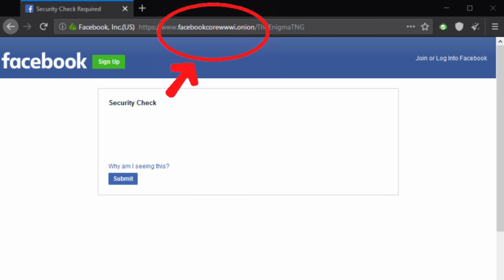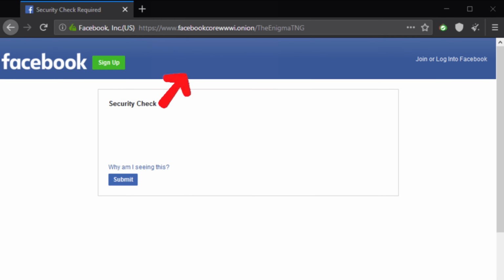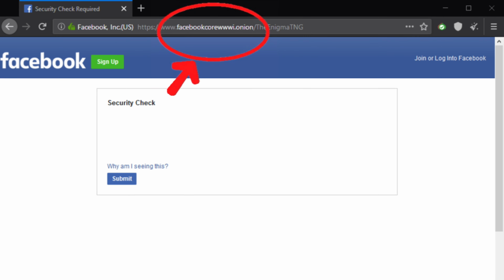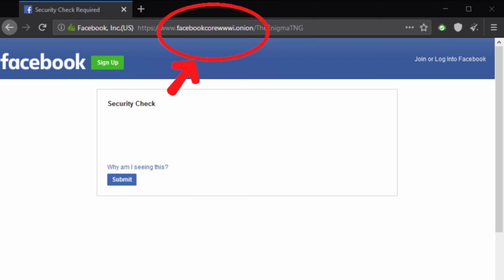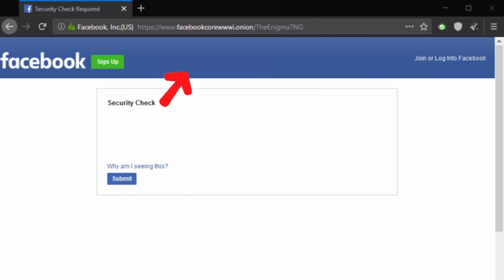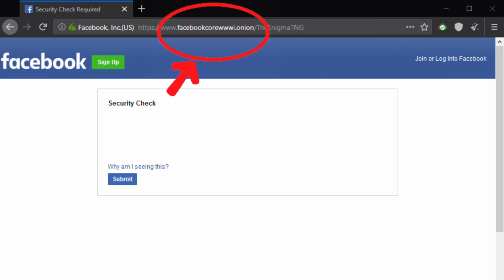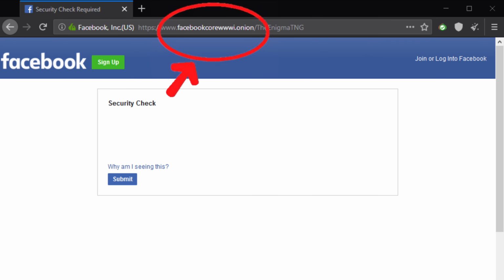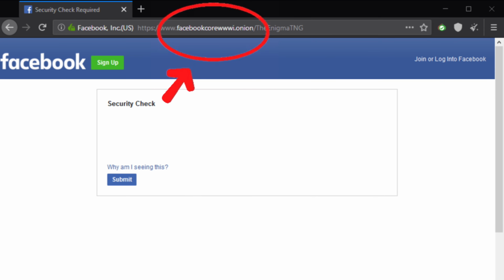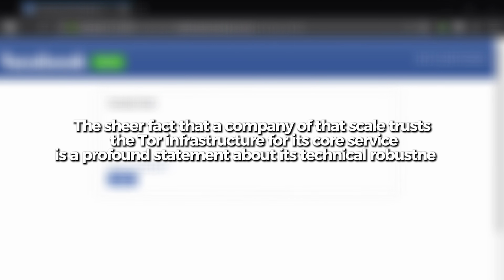Perhaps the most significant example is the presence of one of the world's largest social media companies, Facebook. It maintains a dedicated verified .onion service. They didn't do this for marketing, they did it for security. It ensures that users accessing the site via Tor don't trigger error messages or security alarms, but more importantly, it helps mitigate sophisticated malicious attacks that can occur when accessing a site over the Tor network. The sheer fact that a company of this scale trusts the Tor infrastructure for its core service is a profound statement about its technical robustness.